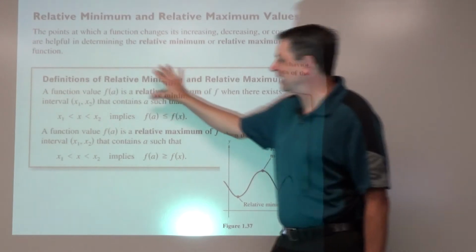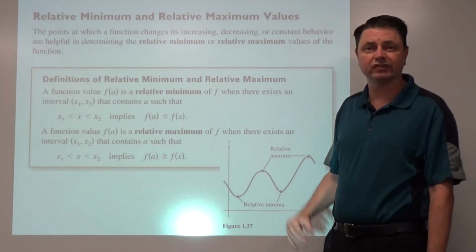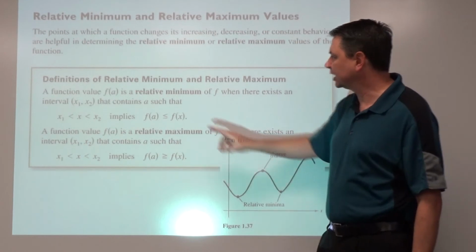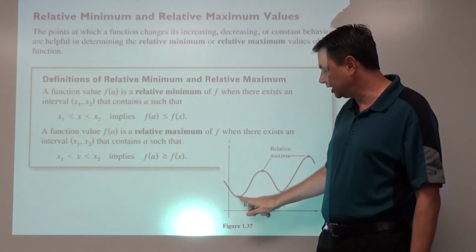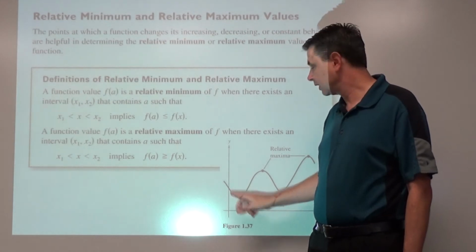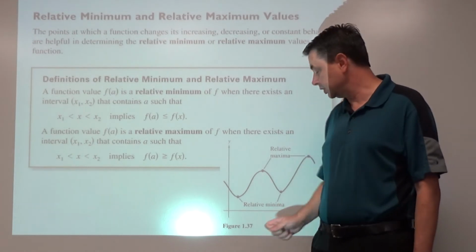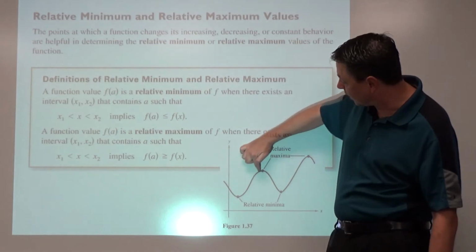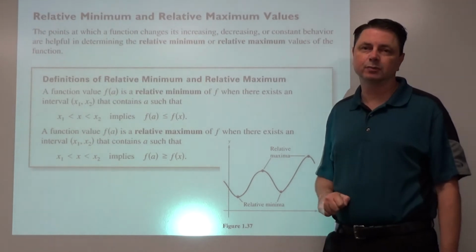Relative minimums and maximums. Again, we've got complicated algebraic definitions. If you want to read through, great. But what we're really saying is that there is a relative minimum if it was decreasing and then it changes to increasing. Where it made that change, there is a relative minimum. Conversely, if it was increasing and then changes to decreasing, that's where there's going to be a relative maximum.